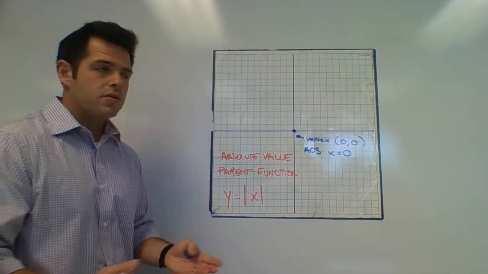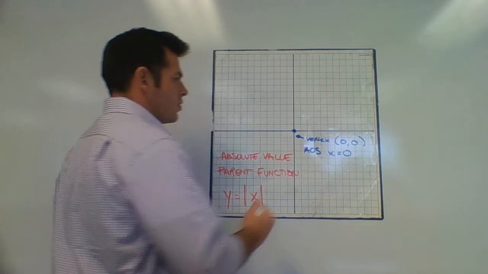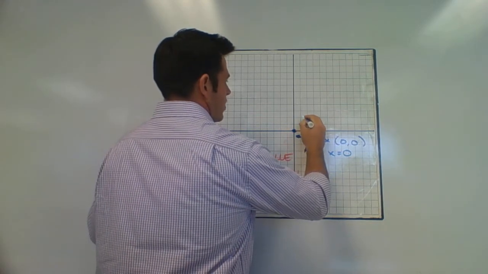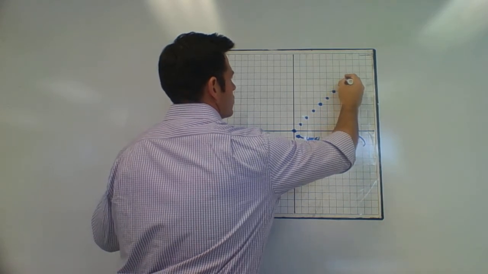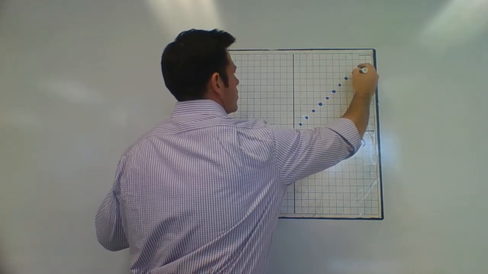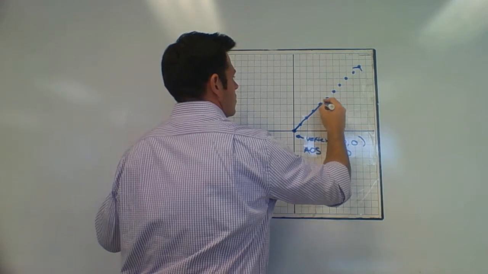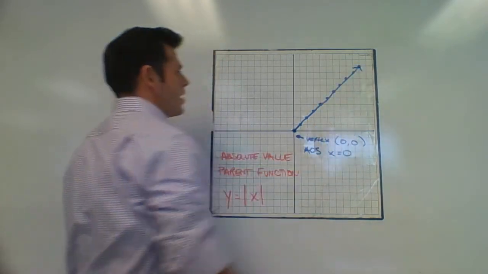Absolute value of 2 would be 2. Absolute value of 3 would be 3. Those right there should hopefully at this point be commonplace for you. And that's going to go on and on and on forever. And I'll stop it right there. Hopefully I'll draw a straight line. Not too bad right there.